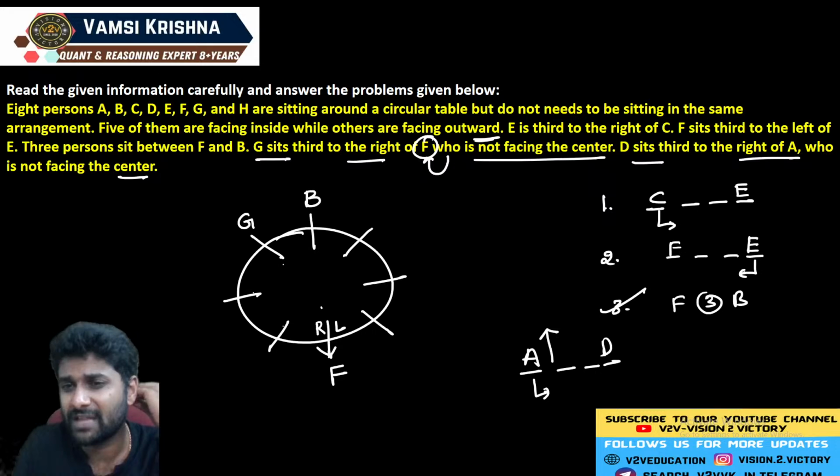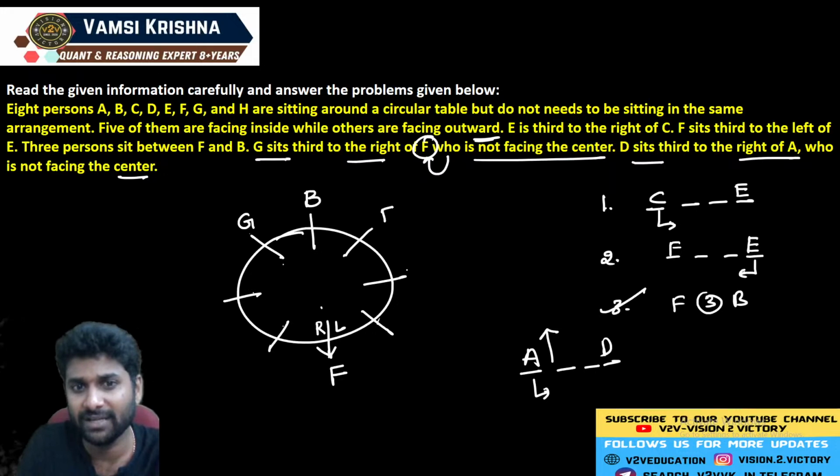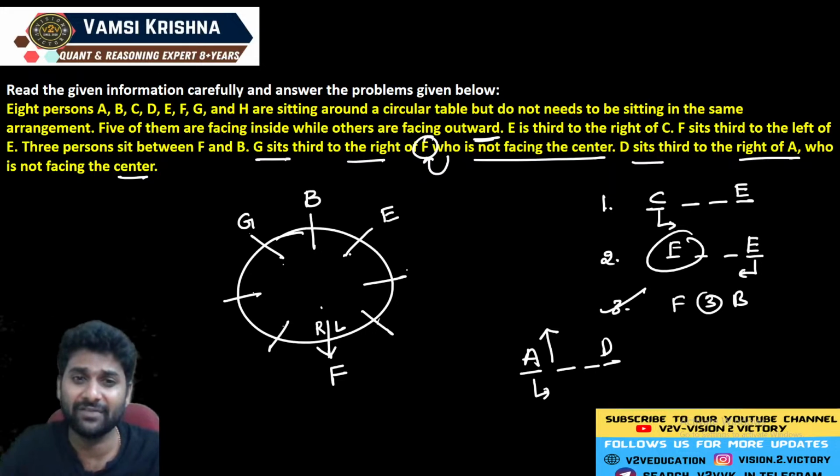Now, based on F, there are two persons between F and E. So you can't place it here. Why? Because it's already G. Leave two persons. You can confirm E here. And F is the left side of E. So left side is required. Definitely E is facing toward the center.